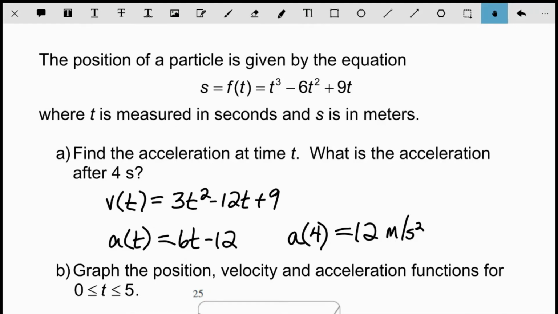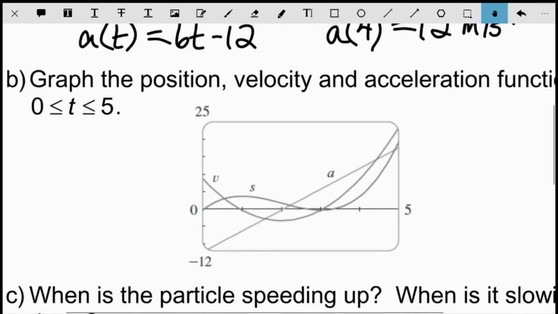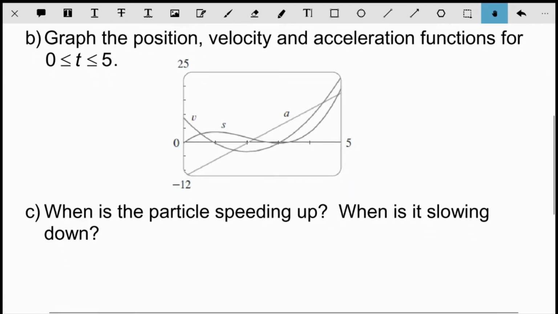All right, so now let's get into really the important part of this question that I wanted to discuss. So graph the position, the velocity, and the acceleration. So that's pretty straightforward. You can see the position is the cubic function, the velocity is the quadratic, and the acceleration is the linear function, just as we knew they were going to look. So that's not really what I want to focus on here. What I want to focus on is part C. When is the particle speeding up and when is it slowing down?